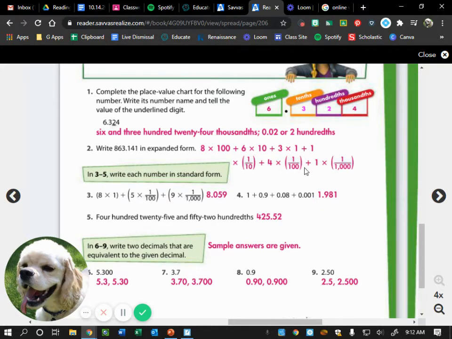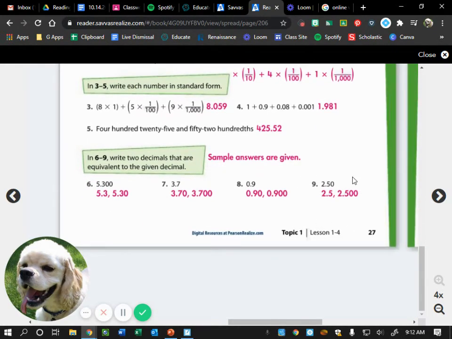Then the last one we had on page 27 was number 9. And I know we didn't talk a whole lot about equivalent decimals yesterday. We'll be talking more about that in a future lesson. But they gave you the number 2 and 50 hundredths. And what you want to remember about equivalent decimals is that any zeros you add on to the end of a decimal, meaning all the way to the right, it will be equivalent. So we could have written 2.50000000, and that would still be equivalent to 2.50.